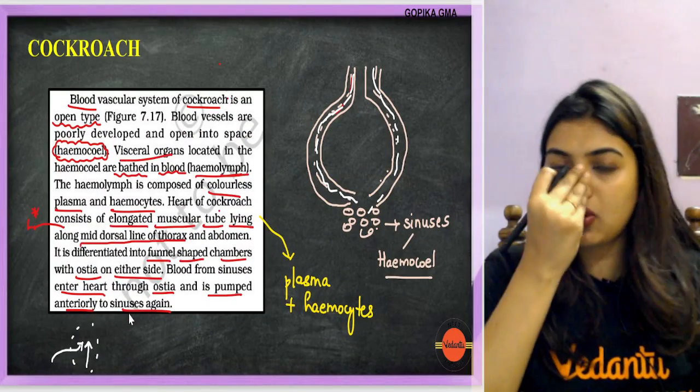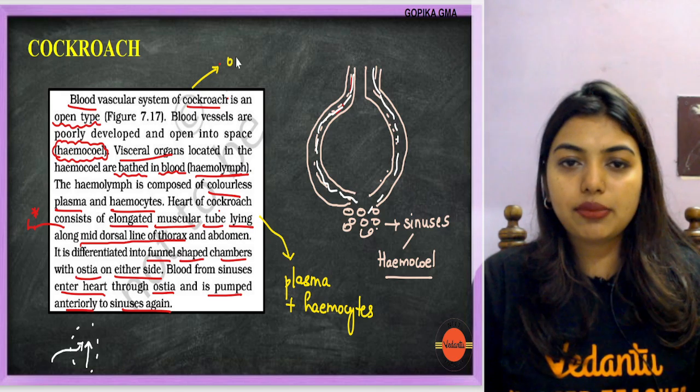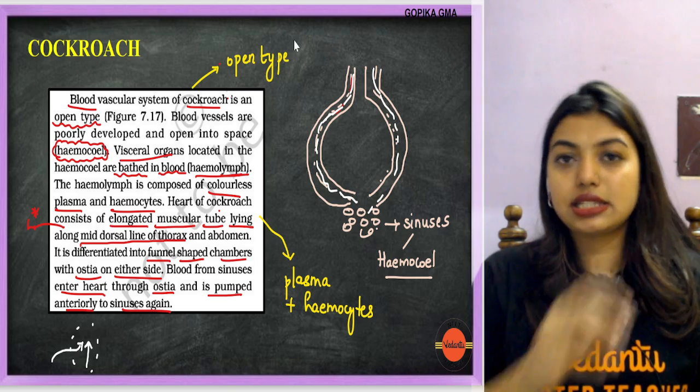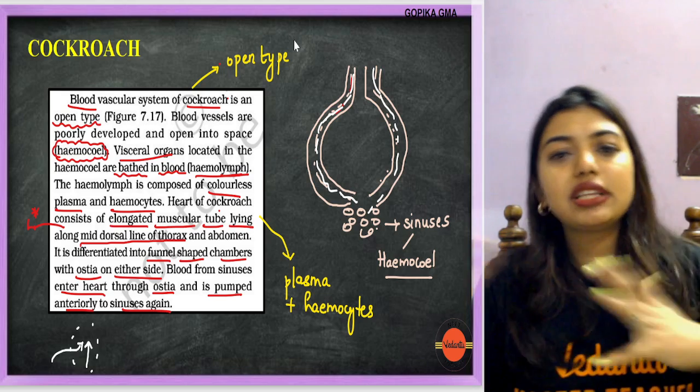Blood circulatory system of the cockroach is very important. It is open type. Okay, that is very, very important. Open type means they have sinuses. There are no blood vessels, like a proper tube-like system is not there. Everything is here and there.